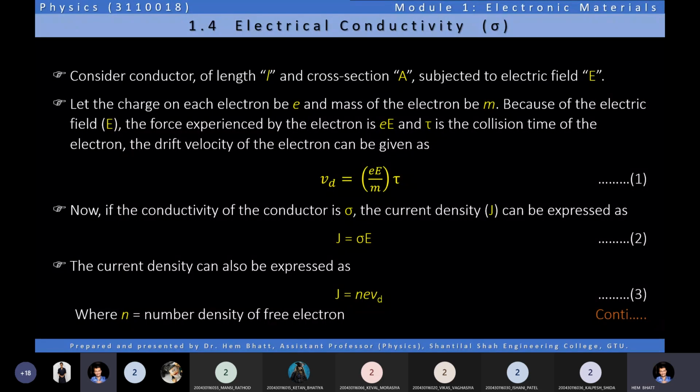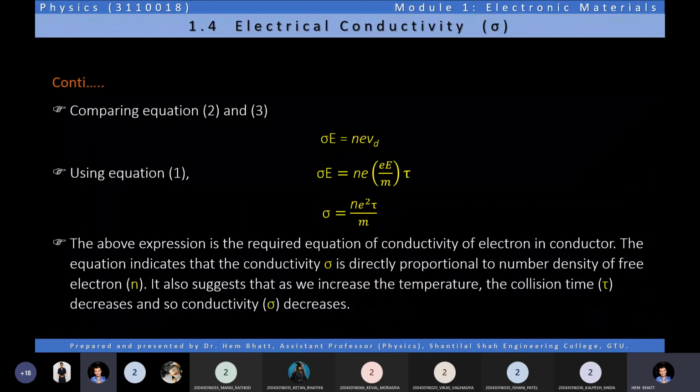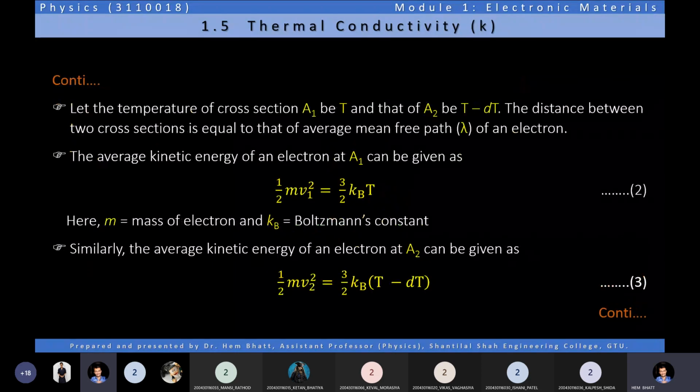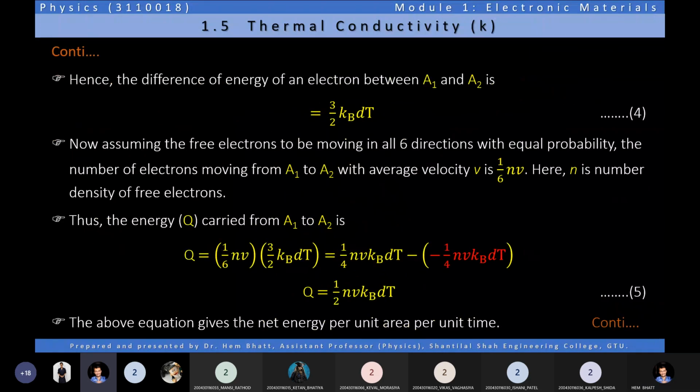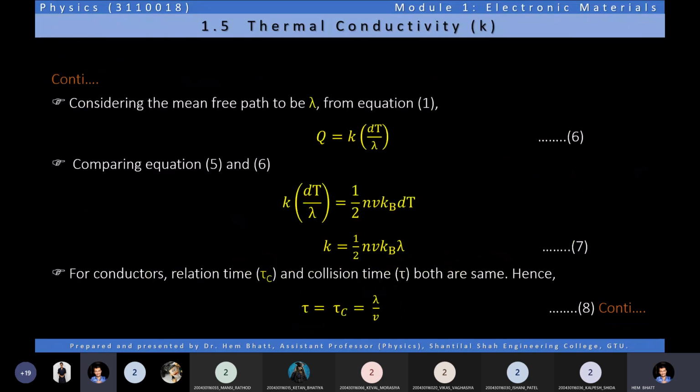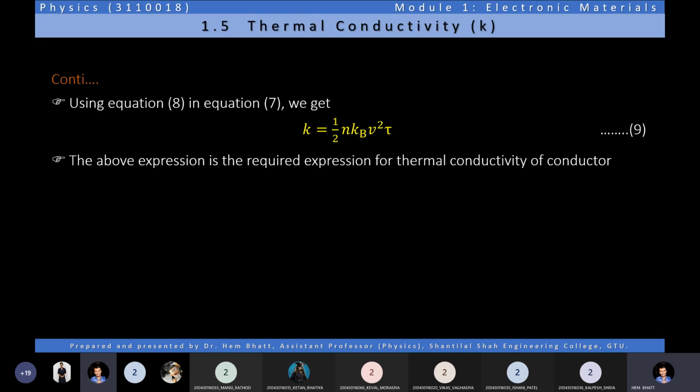We derived the equation of electrical conductivity. Sigma is equal to n squared tau by m. We also derived the equation of thermal conductivity. The red font bracket, above equation 5, is the mistake which I committed and corrected later on. And ultimately we could derive the equation of thermal conductivity, 1 by 2 n kB v square tau.